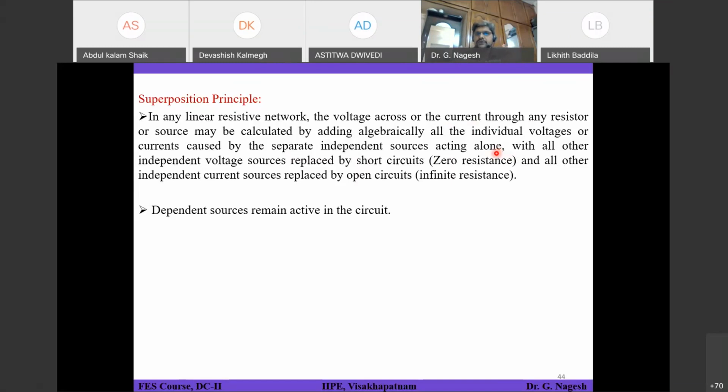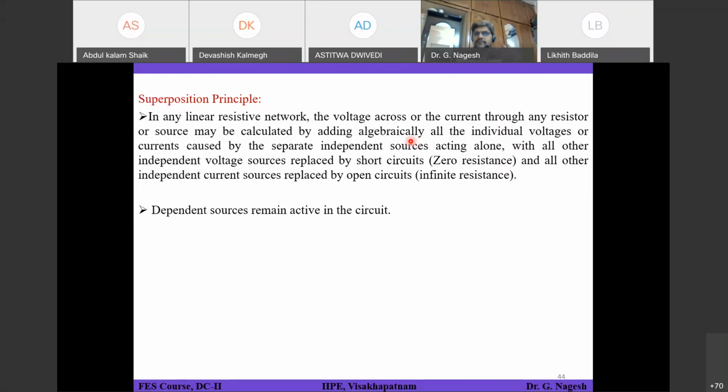First stage is you will consider only one independent source and solve it. Next, you will consider another independent source and you will solve it. And then you have to add algebraically all the results that you got. So that means if you have more than one source, you can find the solution.